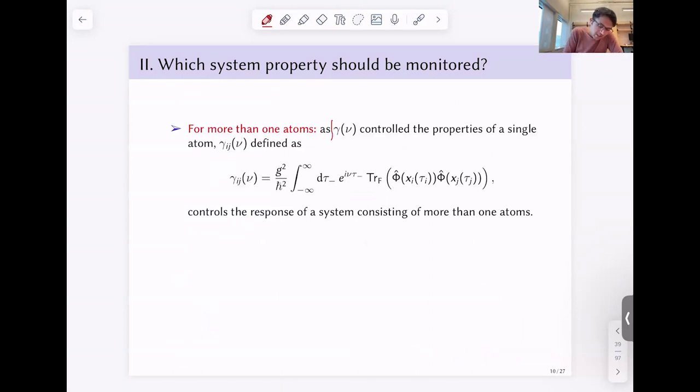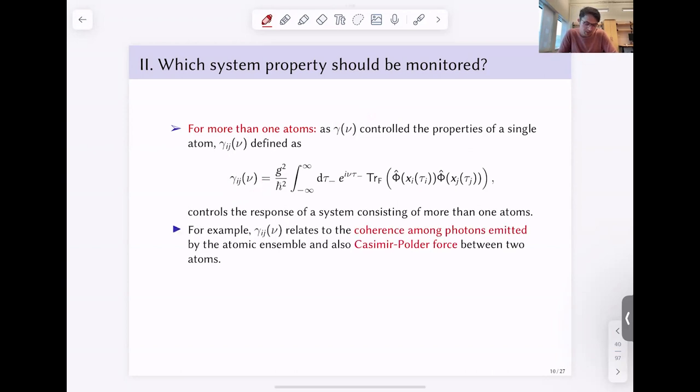So we said that gamma nu controls the physics of an atom, which is coupled through the interaction Hamiltonian that we wrote. But if we have more than one atom, then instead of gamma nu, gamma ij nu controls the physics in such a situation, where the only change is that now the field operators are evaluated along the trajectories of two different atoms, atom i and atom j. Since we are going to talk about the response of more than one quantum system as well, it is important that we note that in such a situation, gamma ij controls the physics. For example, gamma ij directly relates to the coherence among photons emitted by the atomic ensemble. It is already known that if you have some emitter, then the coherence properties of this emitter are also mapped to the emitted photons.